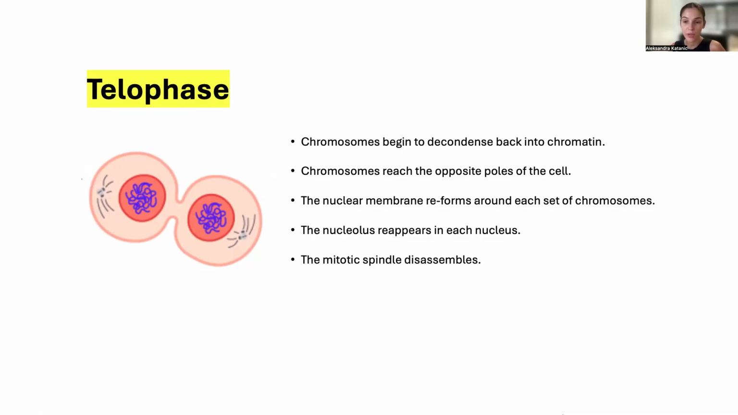The nuclear membrane reforms around each set of chromosomes, and this restores two separate nuclei to protect the genetic material and preparing the cell for cytokinesis. You can probably put this one together by yourself from previous knowledge in biology and considering the function of the nuclear membrane itself. Next, the nucleolus reappears in each nucleus, and this resumes ribosome production, so it allows the daughter cells to carry out protein synthesis and normal cellular activity on their own.